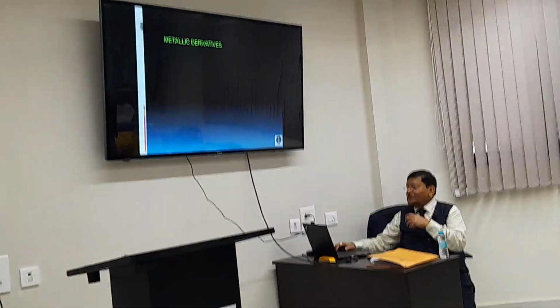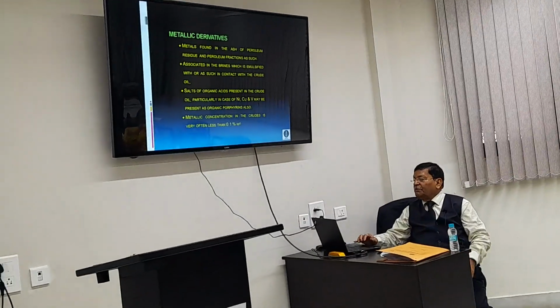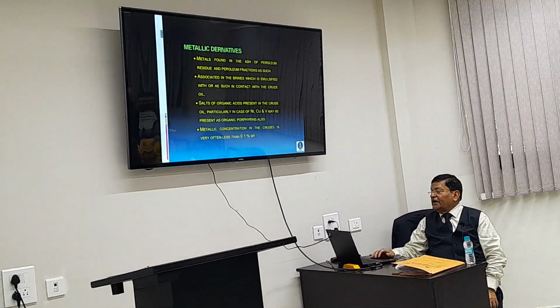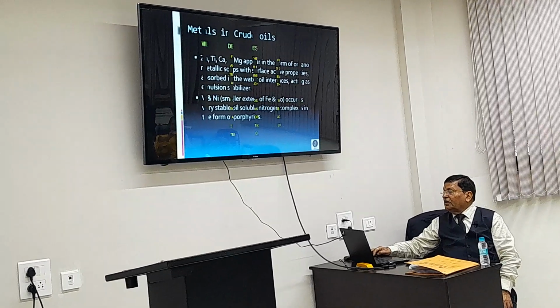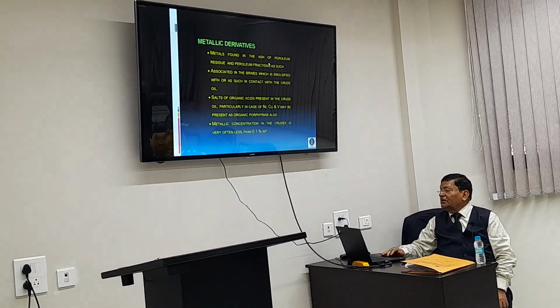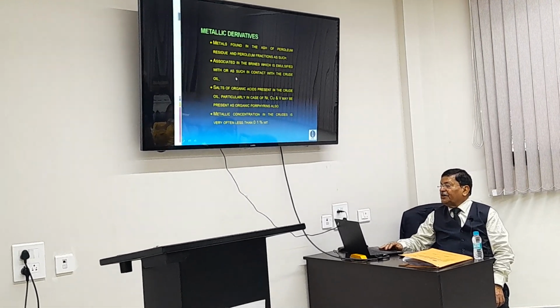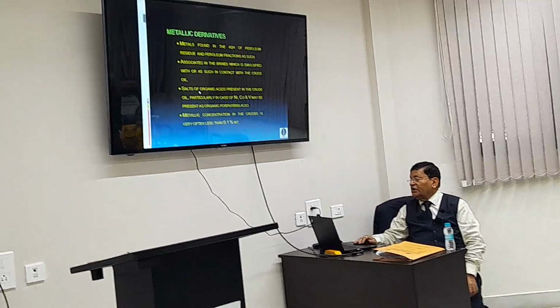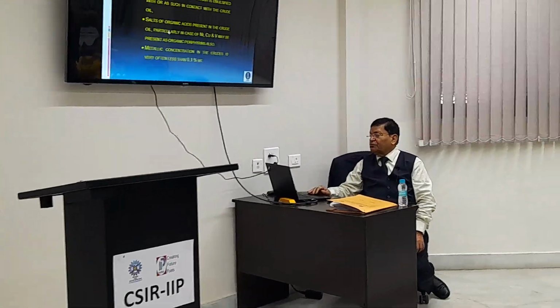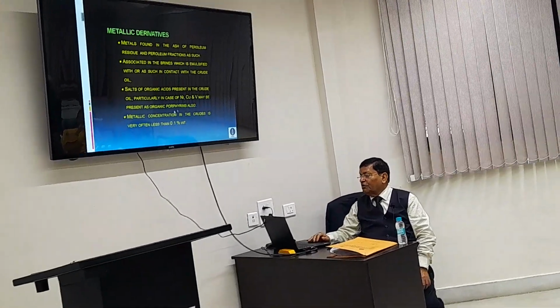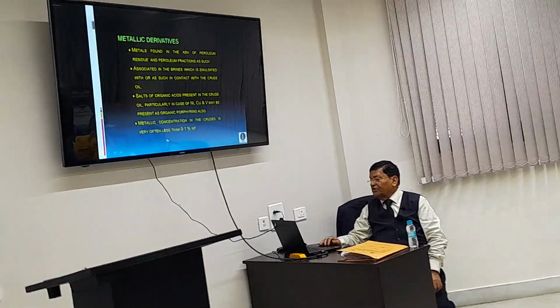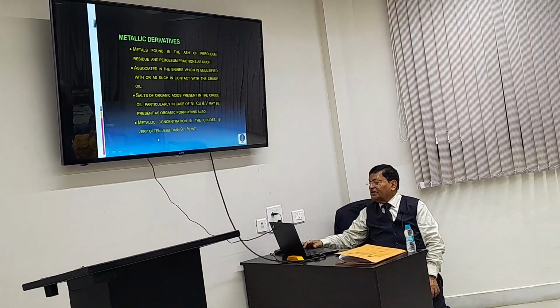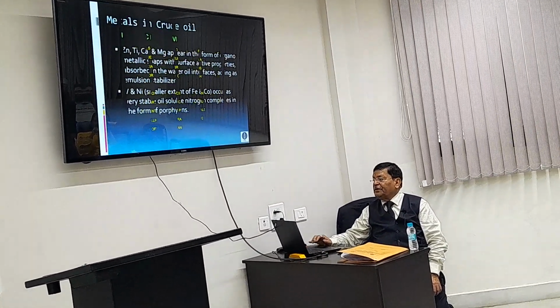And then lastly we come to the metallic derivatives, metals found in the ash of petroleum residue. Petroleum residue as petroleum fraction, associated brines which is emulsified with or has such contact with crude, salts and organic acids present in the crude oil, particularly nickel, vanadium, copper. Metallic concentration in crude is very often less than 1%, found up to the 1400 ppm limit.